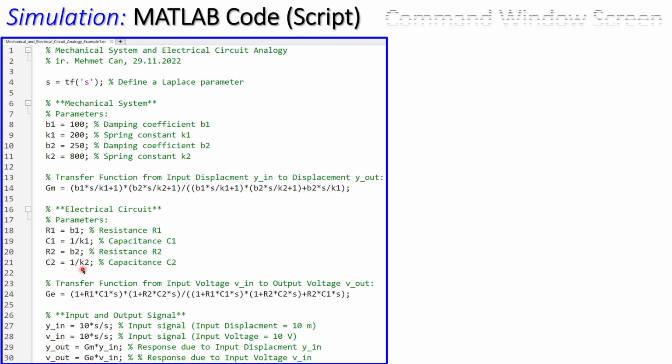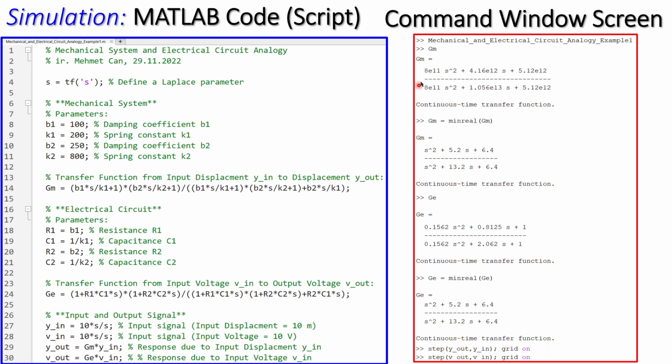Now if I run the script in the command window of MATLAB, I get this. You see GM. This is our mechanical system transfer function, a continuous time transfer function. This is of course not really easily read, so I will use the minimum realization function of MATLAB. GM is min real, and then I will get this expression, which is much easier to see. It is second order, 2 zeros, 2 poles. You can already see that.